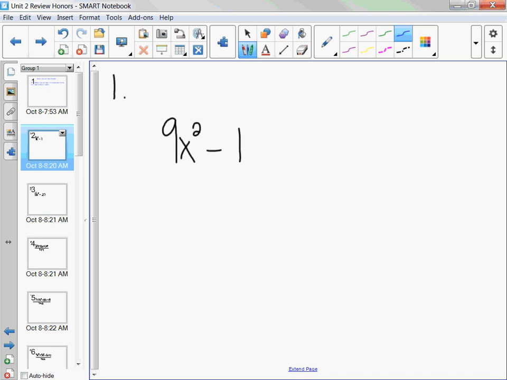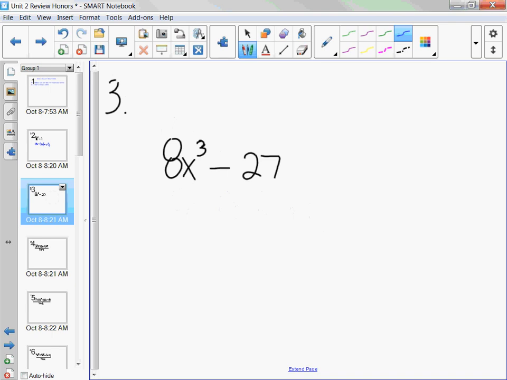Okay, so the first problem, 9x squared minus 1, this is a review from last unit. This is a special kind of factoring. This is a difference of two squares. Take the square root of 9x squared and you get 3x, and that goes in the first slot in each binomial. And the square root of 1 is 1, and that goes in the last slot, and one's minus and one's plus. So 3x minus 1, 3x plus 1.